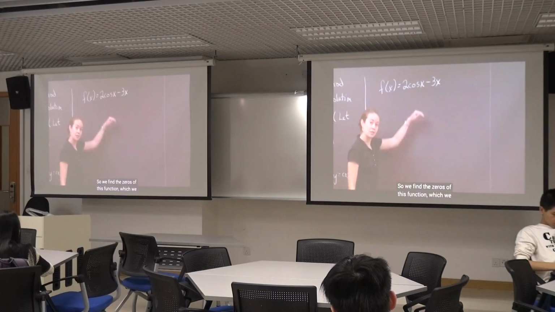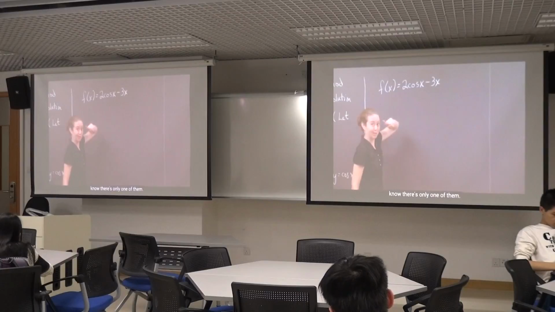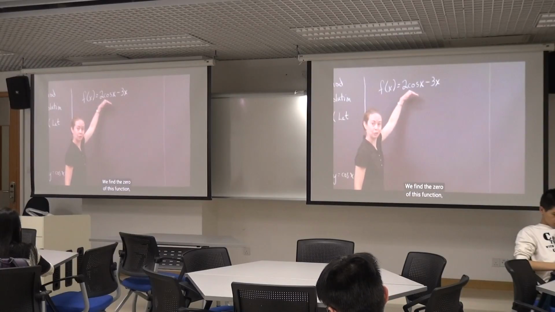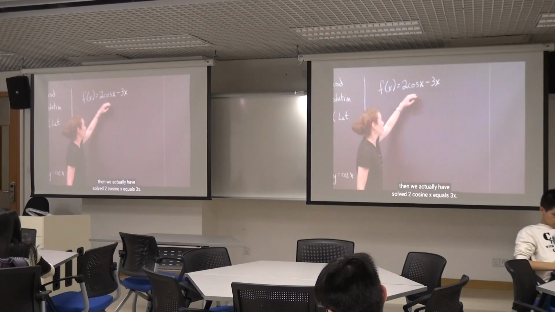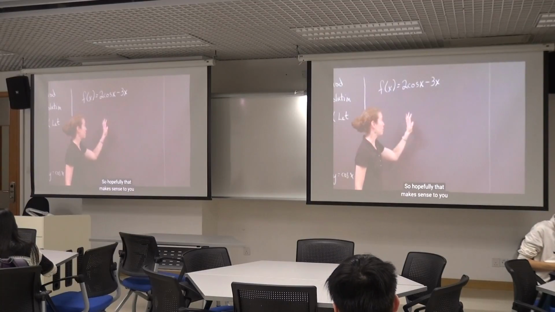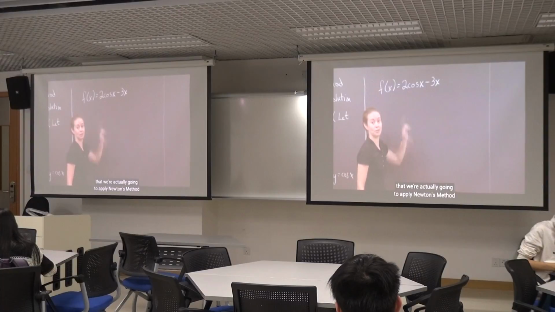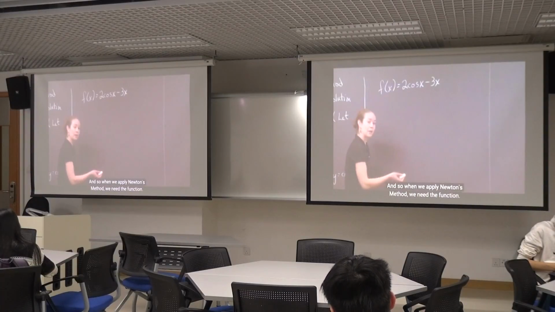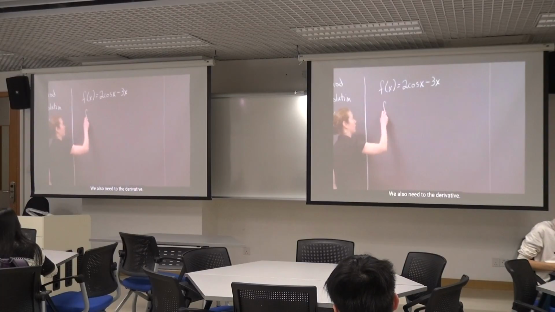So if we find the zeros of this function, which we know there's only one of them, if we find the zero of this function, then we actually have solved 2 cosine x equals 3x. So hopefully that makes sense to you that we're actually going to apply Newton's method to this function. And so when we apply Newton's method, we need the function, we also need the derivative.